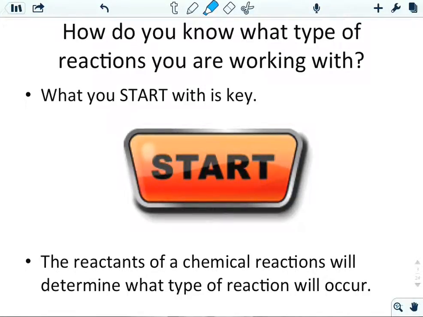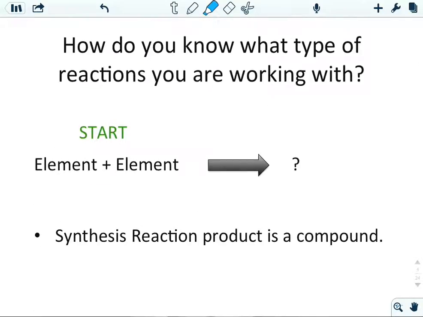It says, how do you know what type of reaction you are working with? Well, the first thing we have to do is figure out what type we have. The main thing here is what you start with is key. So the reactants of the chemical reaction will determine what type of reaction will occur. So basically what we start with will determine what we're going to finish with and what type of reaction we're going to have. Okay, so it's all about what we're starting with because that's all we have.